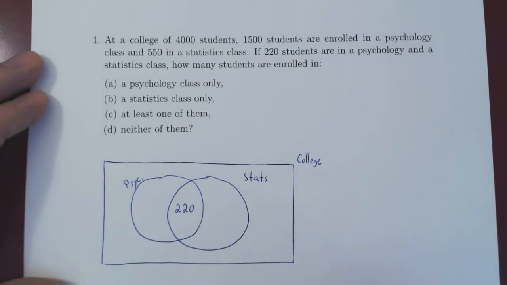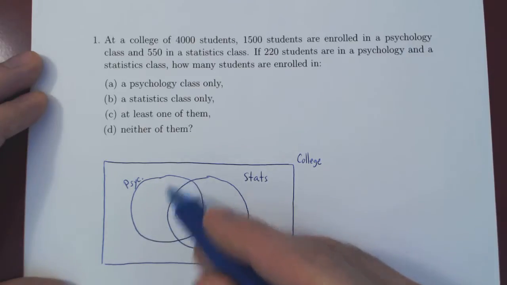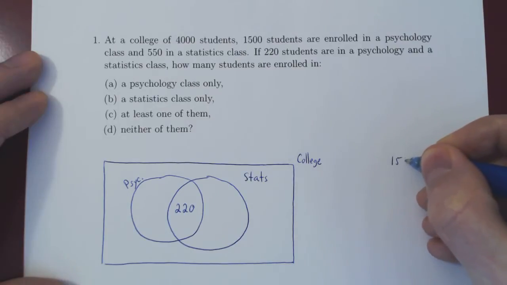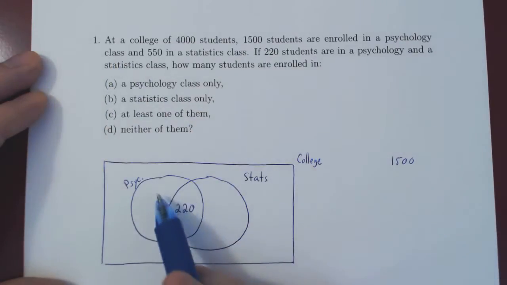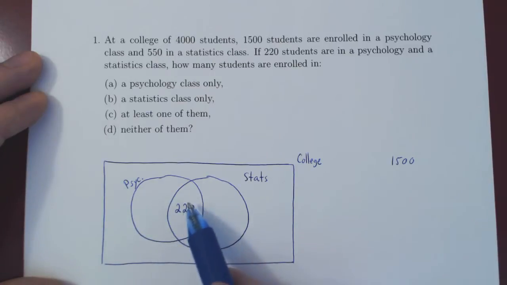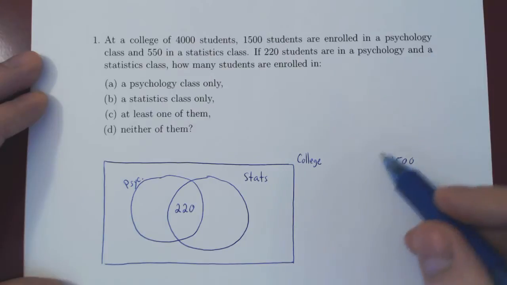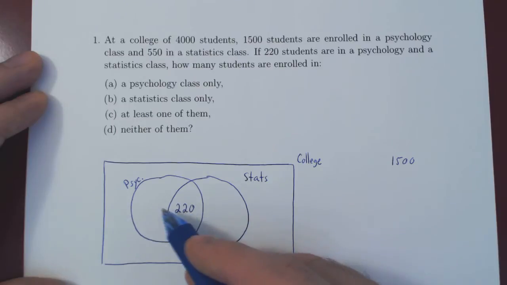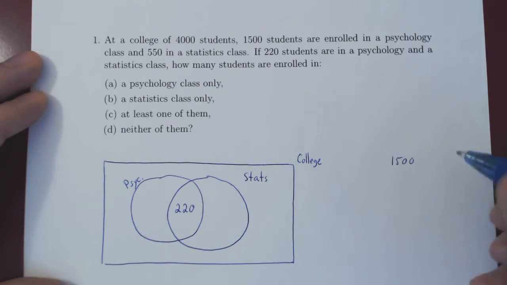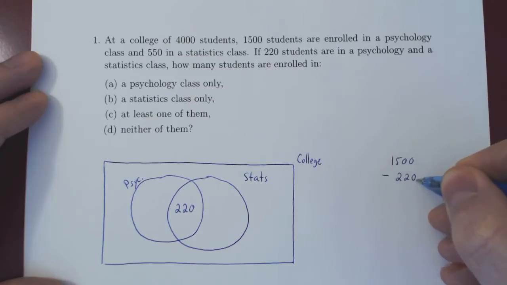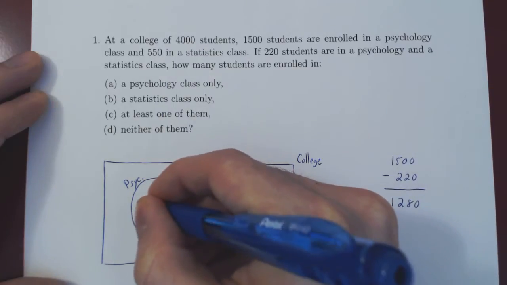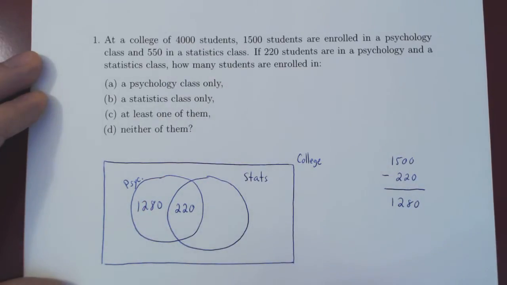Now you could ask, well, how many students are in this region? Well, in total, there are 1,500 students in a psychology class. So if you add every student in the entire region for psychology, it should add up to 1,500, as there are already 220 here. Well, there has to be a leftover here of 1,500 minus 220, which gives you 1,280. And if you add those, you'll get 1,500.